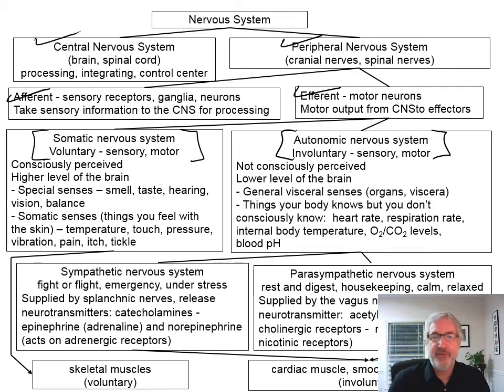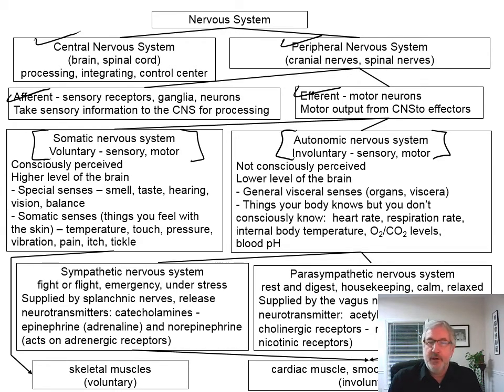The somatic division acts on things that you consciously perceive at the higher level of the brain. So it acts on the sensory information coming from your special senses, your nose, your eyes, your hearing, your vision, your balance, as well as things you feel, temperature, touch, pressure. Your autonomic system, you can think of as your automatic nervous system, is just on automatic.